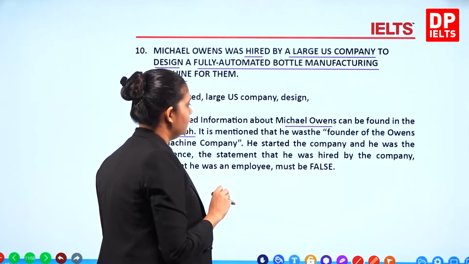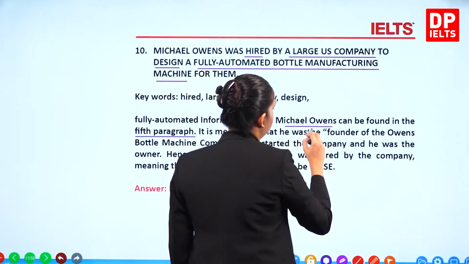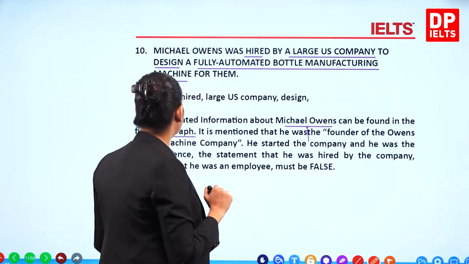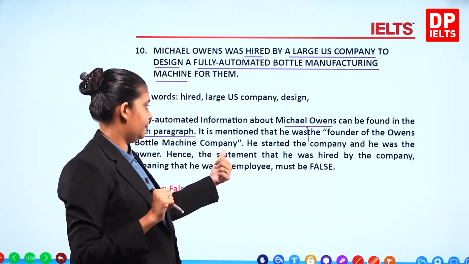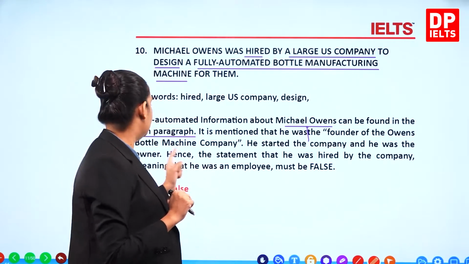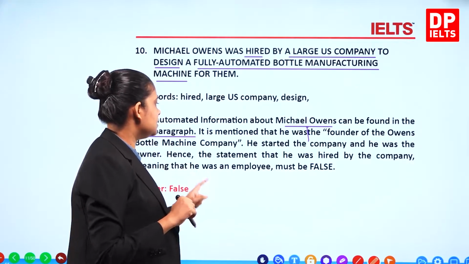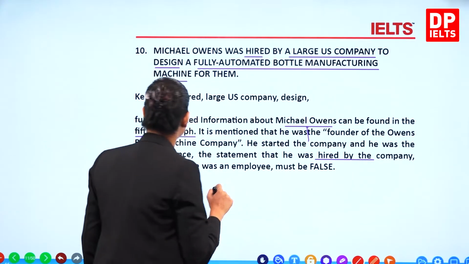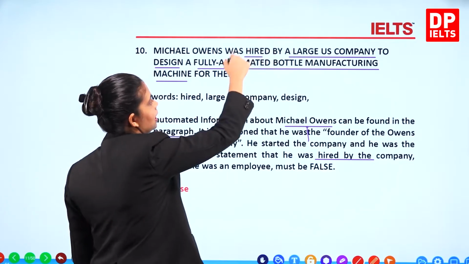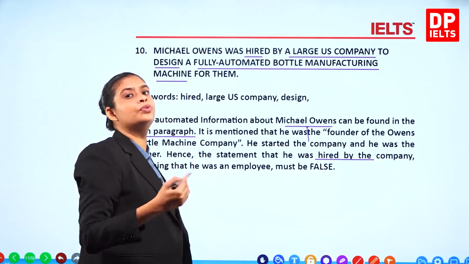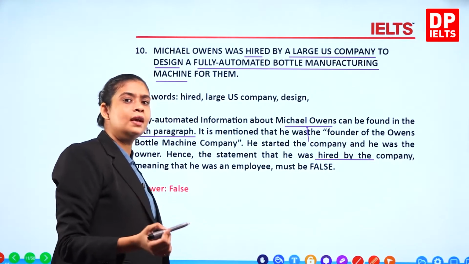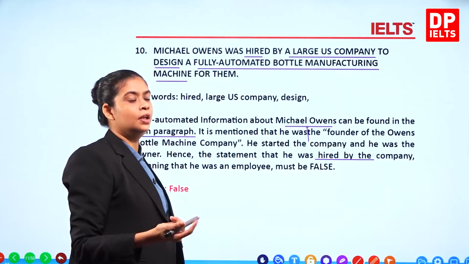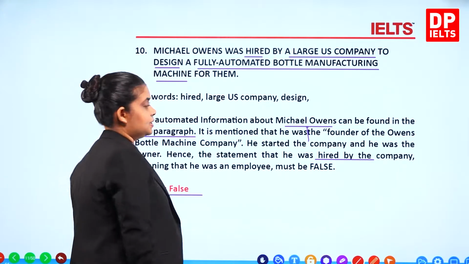It is mentioned that he was the founder of Owen's Bottle Machine Company. He started the company and he was the owner. Hence, the statement that he was hired by the company makes it false, right? He wasn't hired, it was his own company. You hire someone when they work for you, right? But when it's your own company, you're the owner. Because of that, the answer is false.